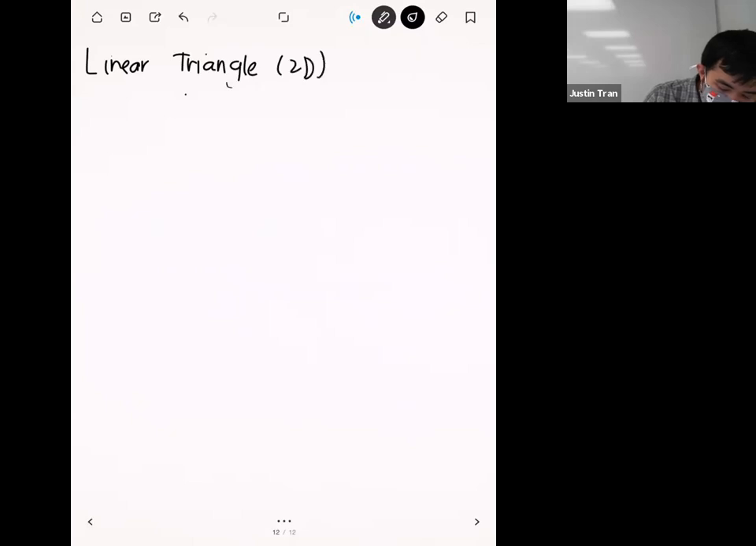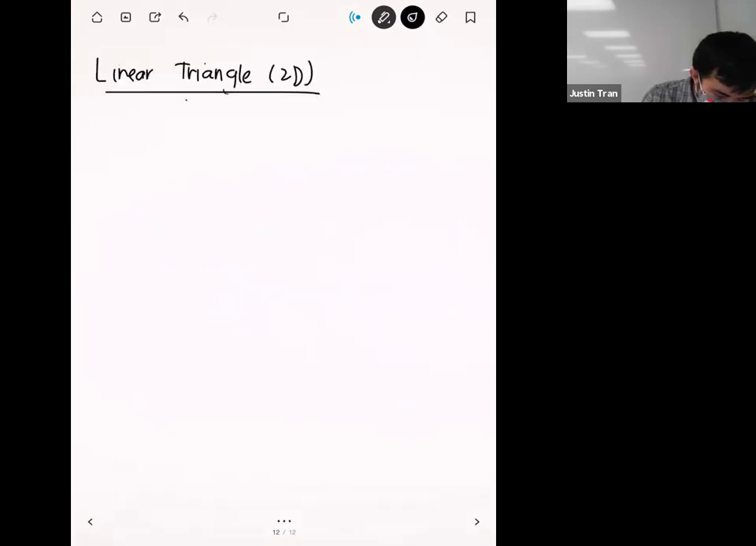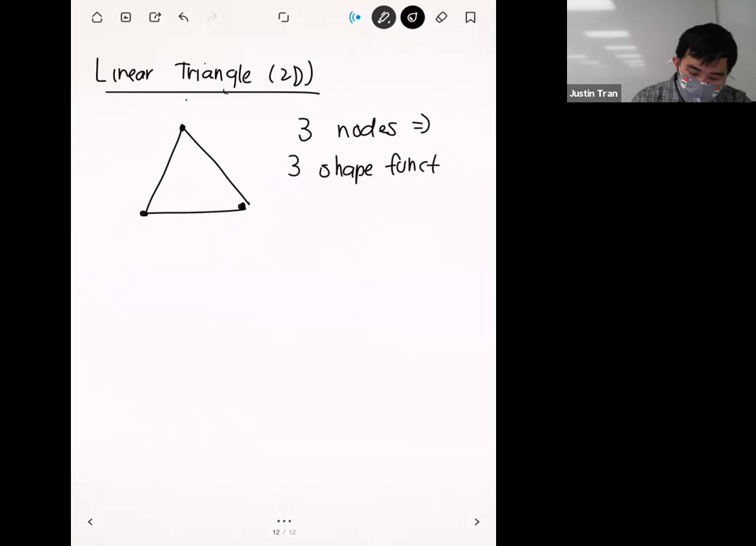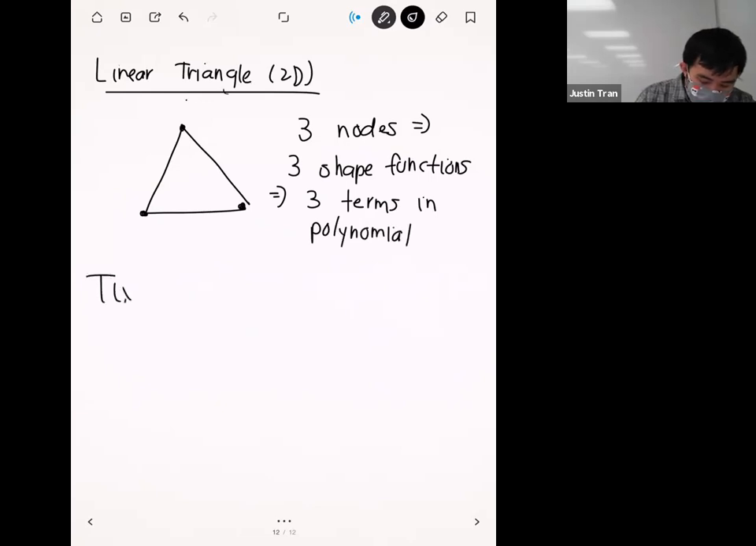Right, and so this is going to be the linear triangle, and again, this is a 2D element. The linear triangle here has three nodes, so one node less than the quadrilateral. This tells us we're going to have three shape functions, and that we're going to have three terms in our polynomial. So let's go ahead and write out what those terms are.